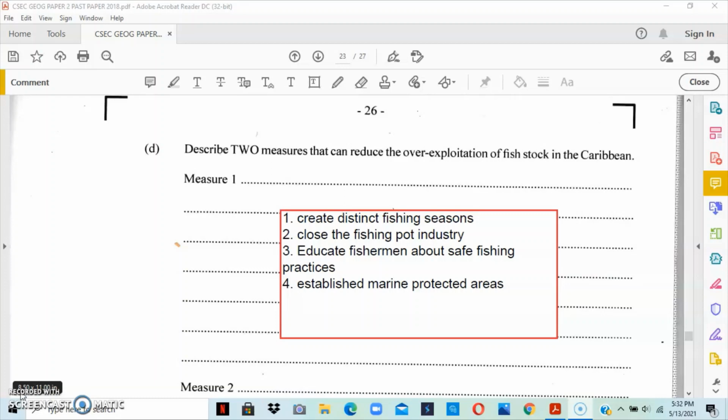A lot of countries in the Caribbean have also established marine protected areas. These are areas that are protected by the government, and this helps to keep the different countries' fishing industries safe.